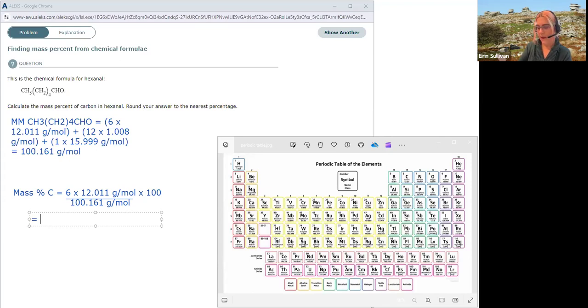Oh, sorry, my calculator is mutinying right now. Divided by 100.161. I didn't give it parentheses. So times 100 gives me 71.950 and so on. We're asked to calculate to the nearest percentage, so that is going to be 72%. Okay, so have a practice with those. Once you've done a few, it should be fairly straightforward.